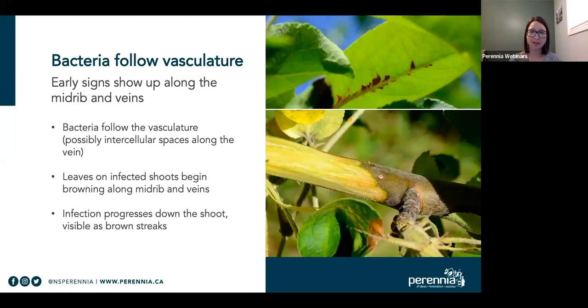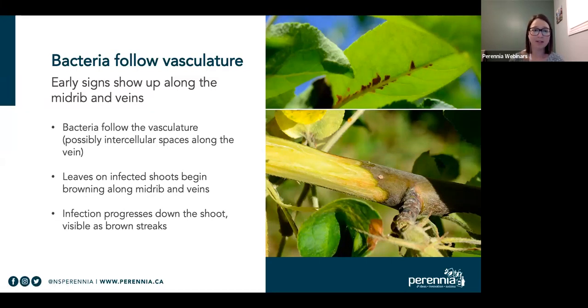So once the bacteria enter the plant through a blossom infection, then they can follow the vasculature of the plant. So that's why we tend to see the symptoms showing up along the midrib and the veins of the plant. And so you see those brown streaks, and the infection progresses down to the shoot as well. And you can also see browning if you scrape below the surface there. And so it seems that the bacteria follow the vasculature.